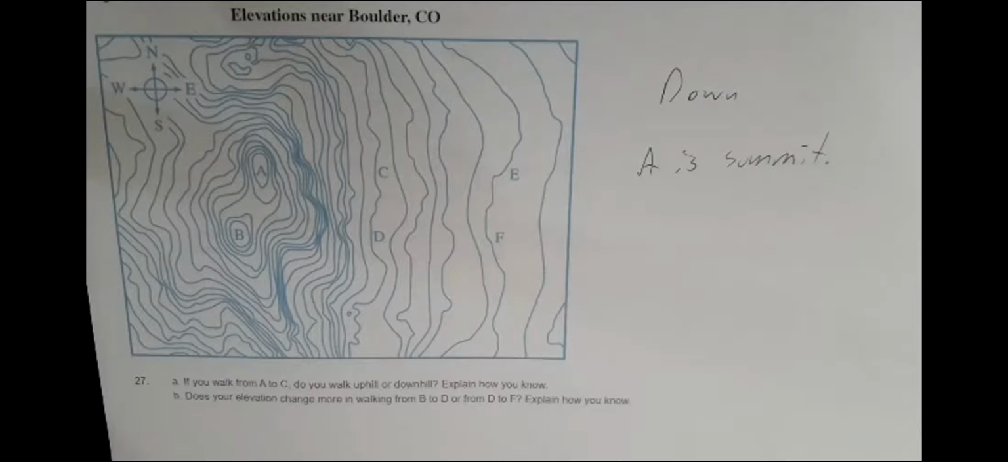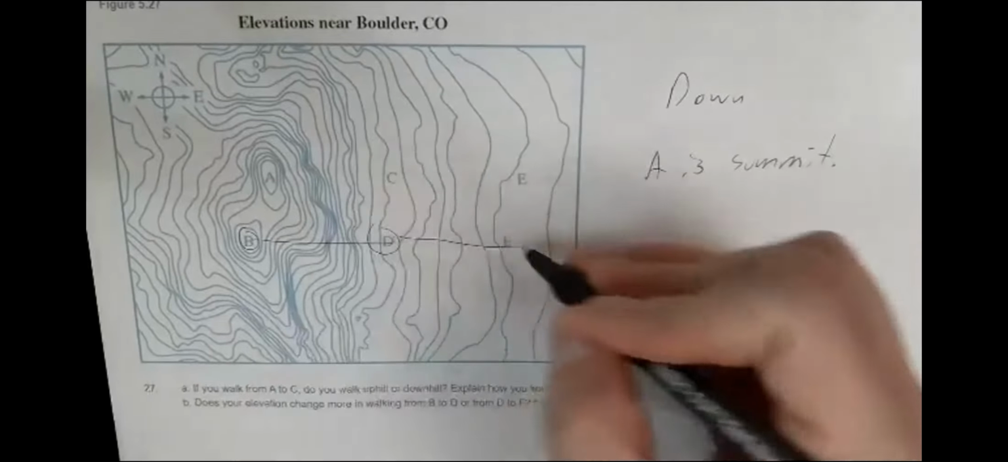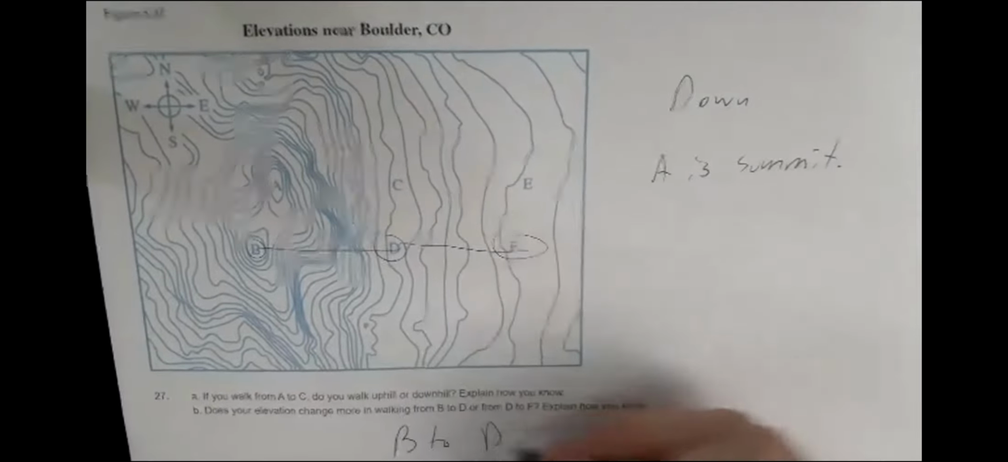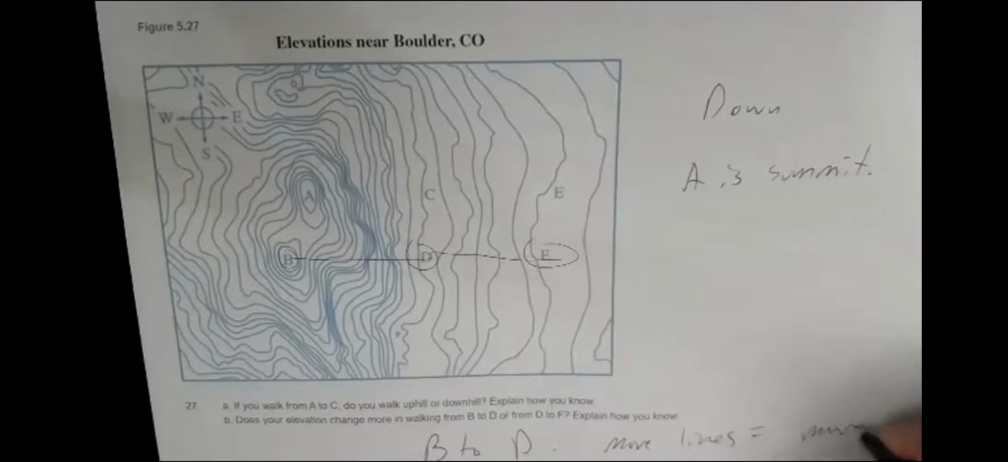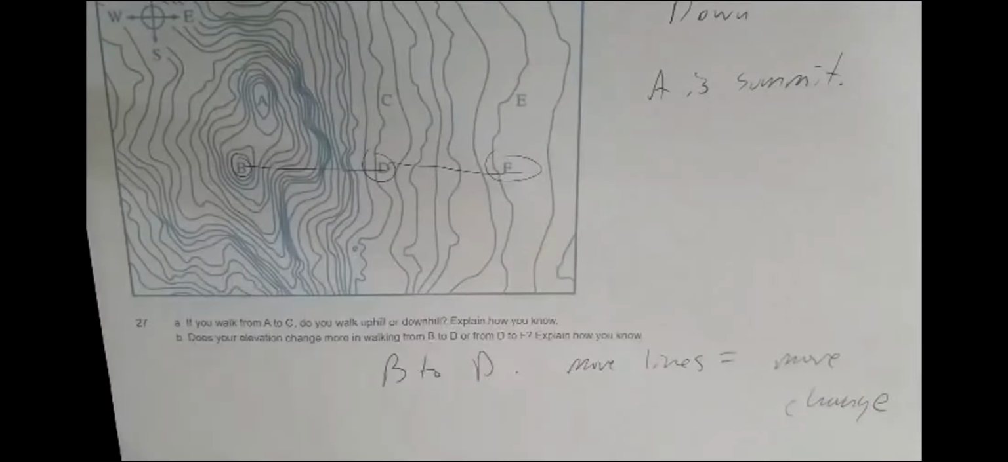There you go. Does your elevation change more from B to D or from D to F? Or does it change more from here to here or from here to here? And how do you know? B to D, because there's more elevation lines. Yep. B to D, because more lines means there's more elevation change. Questions about this? Are we getting this contour map?